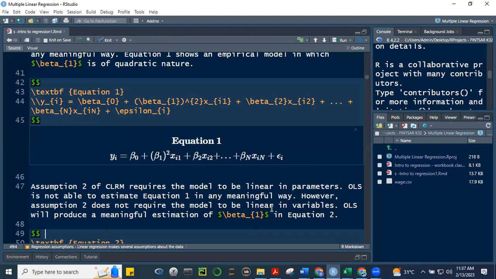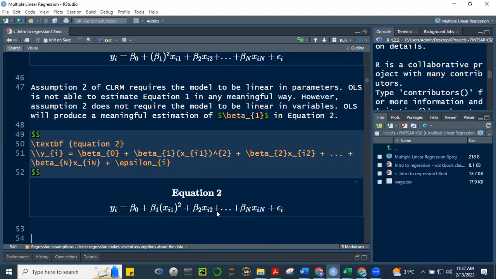So take a look at another equation, this one. y sub i is equal to beta null plus beta 1 x sub i squared. This is acceptable, but not the parameter being squared.